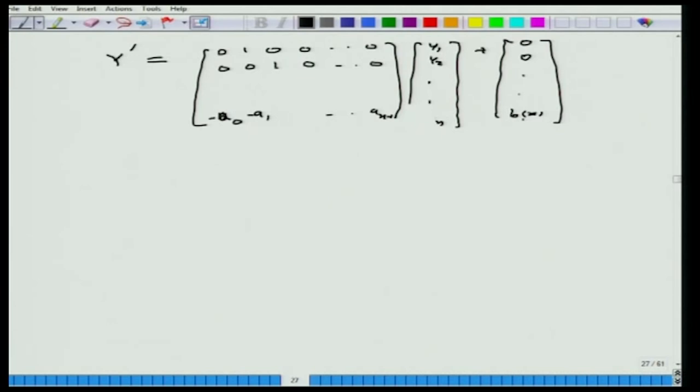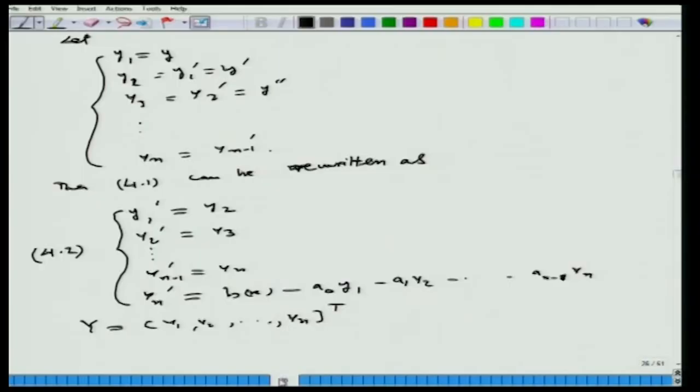So, this system is written like this: y prime equal to this matrix A y plus some vector B like this, where A is this matrix and B is this vector here. So, the system can be written in a matrix form. This is called the matrix form of the equation 4.1, which was equivalently written as 4.2, a system of first order equations.